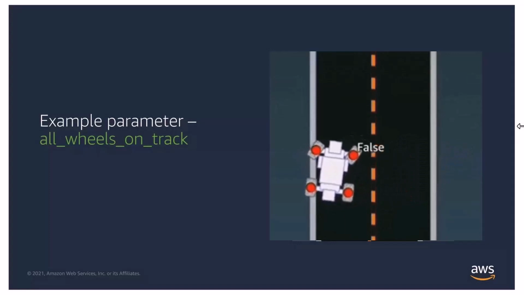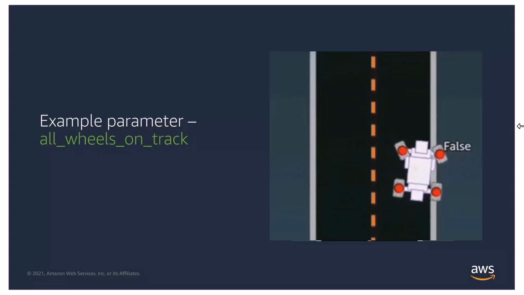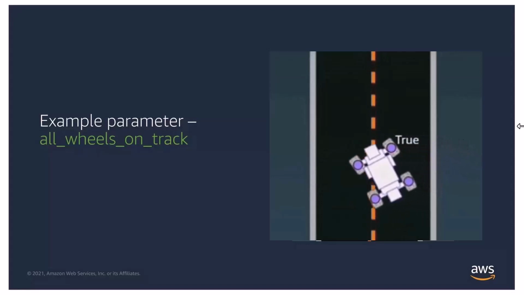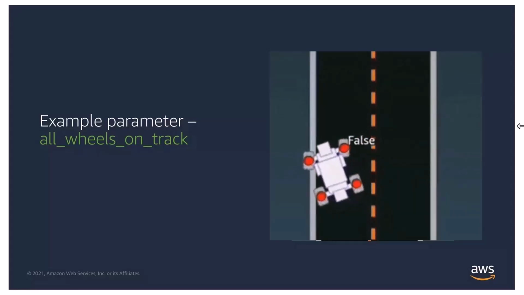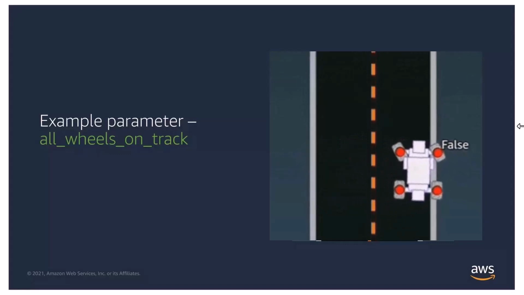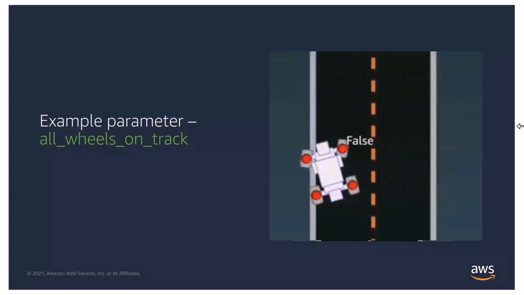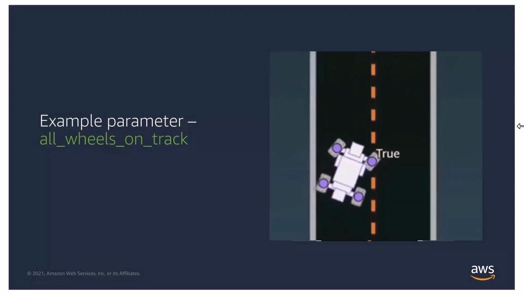Another parameter is all wheels on track. This important parameter states that when at least one of the wheels is outside the track, it will output false, and when all the wheels are inside the track, it will output true. This can be used in an elif statement.